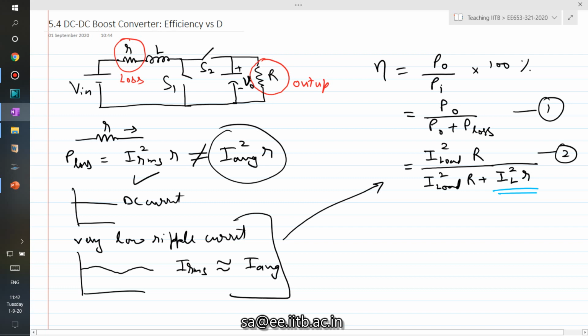Similarly, since the output voltage has negligible ripple, the load current, which is output voltage divided by the resistance, would also have negligible ripple, and therefore the average load current would be almost equal to the RMS load current. Therefore, we can write these other two expressions also. So with this approximation, we have the expression for efficiency, eta.